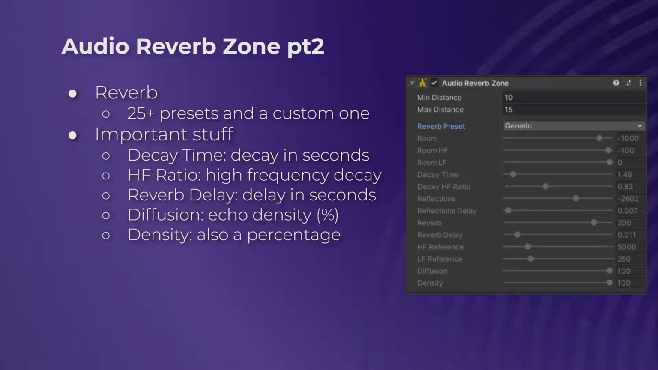But the important stuff about the different settings here: the decay time is measured in seconds. The high filter or high frequency decay is controlled by the HF ratio. Reverb delay, that's the delay in seconds once again. Diffusion, that's the echo density, and the density is also a percentage. So the density of the sound, let's say it's 100%, it'll be the loudest, versus 0, that'll be the least amount of reverb.